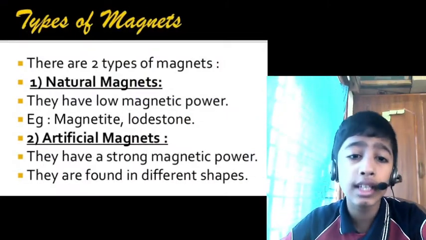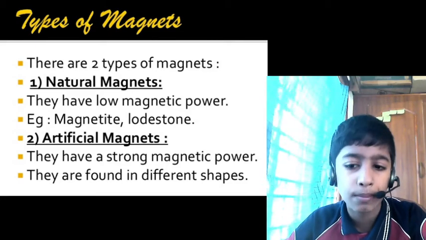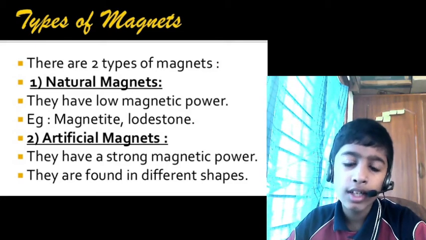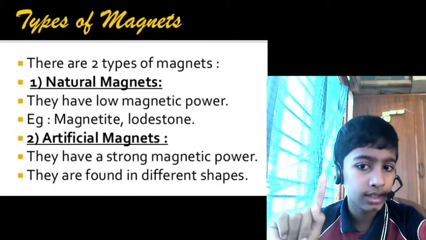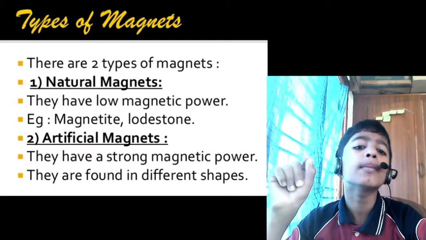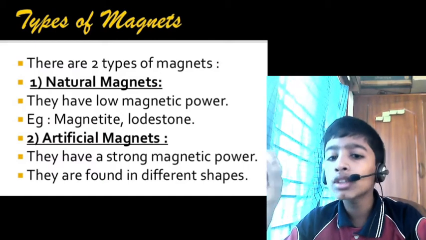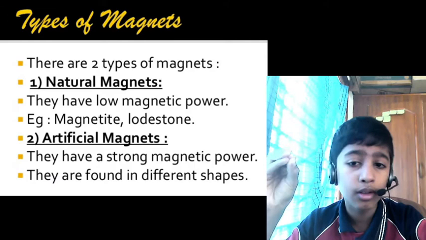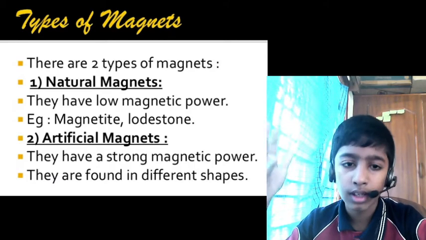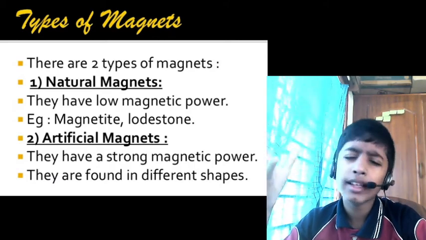And while talking about the types of magnets, there are two types: one is natural and one is artificial. The natural magnets have low magnetic power because they are not man-made. They are found naturally. Examples are magnetite and lodestone.